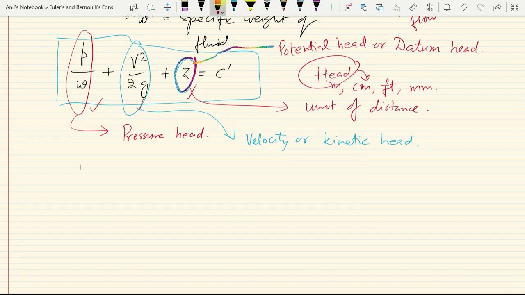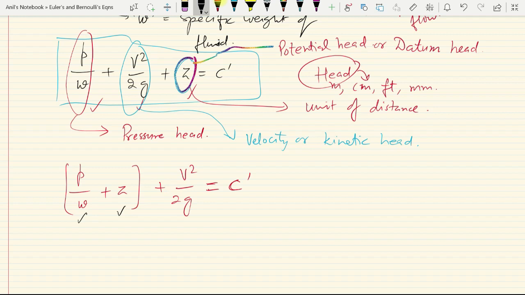Now P by W plus Z plus V square by 2g is equal to C dash. This is another way to write it. We can combine P by W plus Z. These two together, that is called as piezometric head. If we add pressure head and datum head, they are together known as piezometric head.